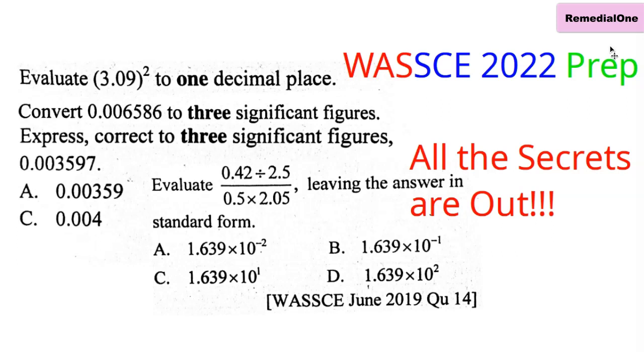Today we're going to look at decimal places, significant figures, and standard form. This question comes up in objectives and in the theory too. Most of the time the examiners want you to leave your answer in significant figures, decimal places, or standard form, and that alone is about 2 marks, and most people lose that.